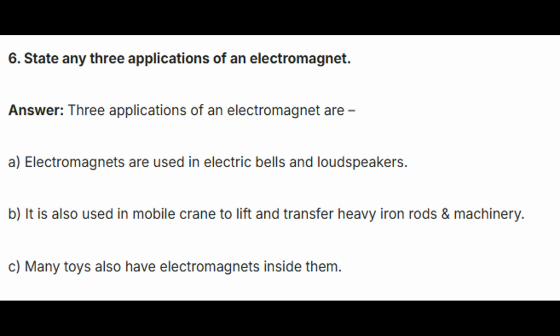Sixth, state any three applications of an electromagnet. Answer. Three applications of electromagnets are: first, electromagnets are used in electric bells and loudspeakers. Second, they are also used in mobile cranes to lift and transfer heavy iron rods and machinery. Third, many toys also have electromagnets inside them.